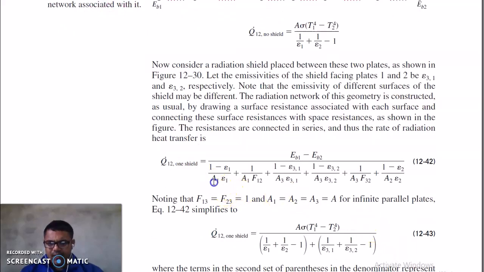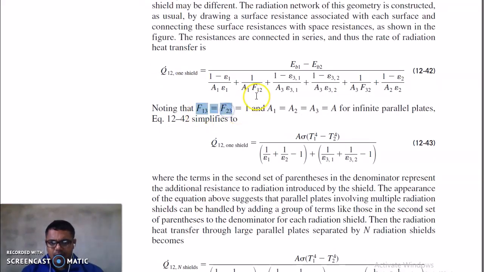Now in this case A1 is equal to A2 is equal to A3 because we have infinite parallel plates, and F13 is equal to F23 is equal to 1. So this is your view factor. If you put this value 1 here, you will get this equation, where the terms in the second set of parentheses in the denominator represent the additional resistance to radiation introduced by the shield.